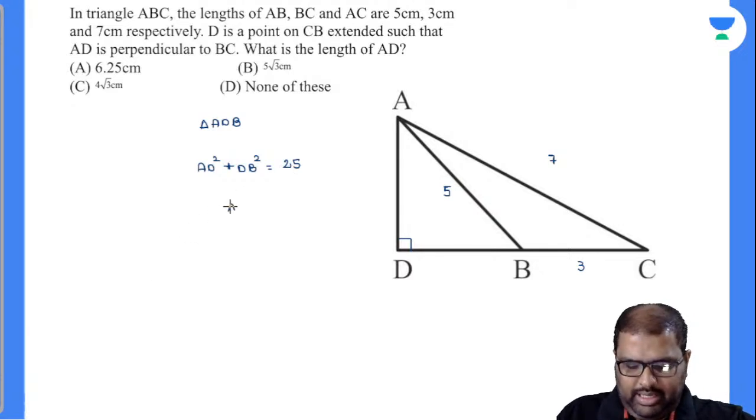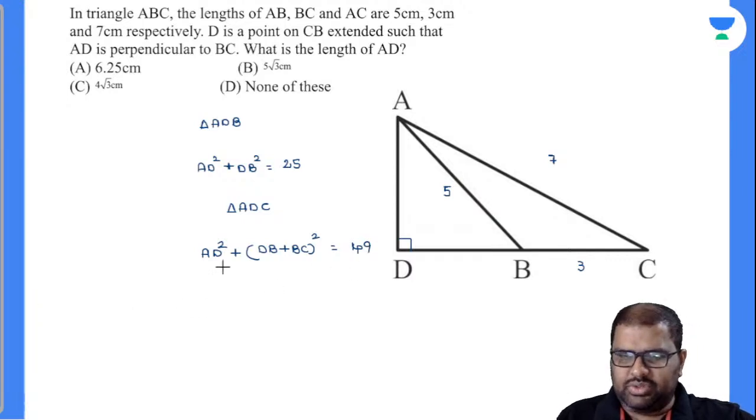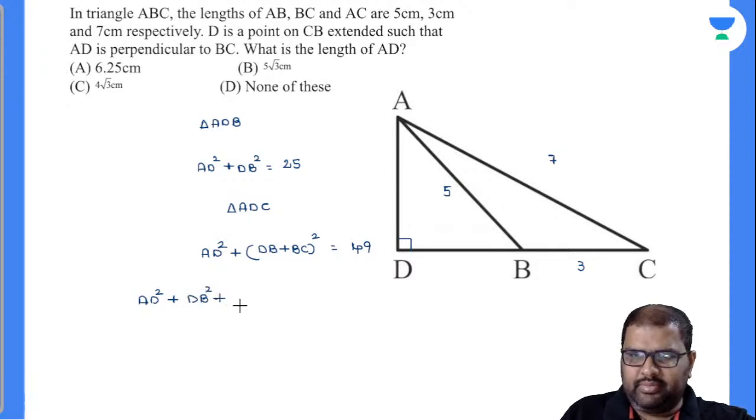I'll consider now triangle ADC. Firstly, observe that AD square plus (DB plus BC) whole square is equal to 49. Now I'll write AD square plus DB square plus BC square plus 2 into DB into BC is nothing but equal to 49.